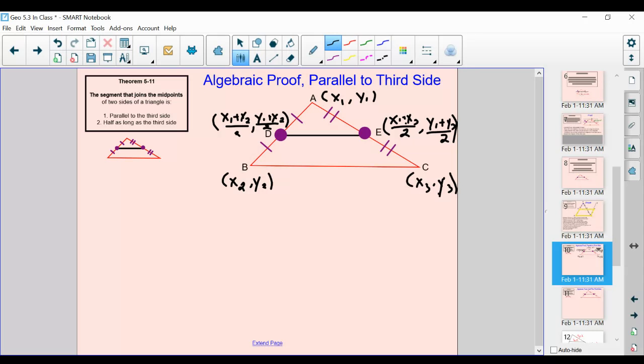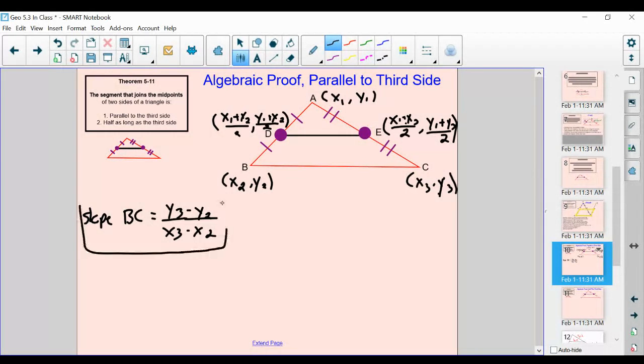So if we want to calculate the slope, well, let's calculate the slope of BC because that's probably going to be easier. So the slope of BC would be y sub 3 minus y sub 2 over x sub 3 minus x sub 2, right? And we don't have any more information right now. So we know that the slope of BC is going to be here. So now let's talk about finding the slope of DE, which is where it's going to get fun.